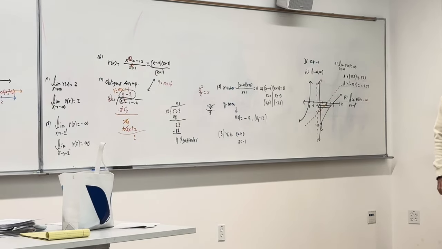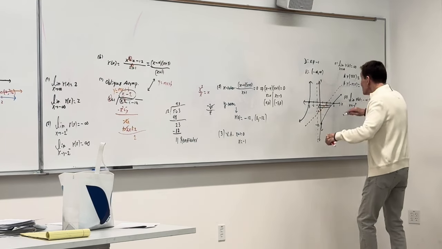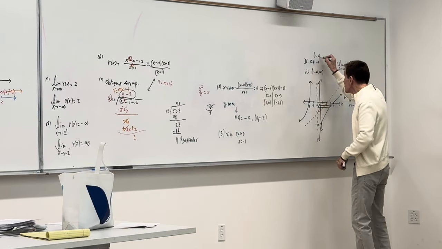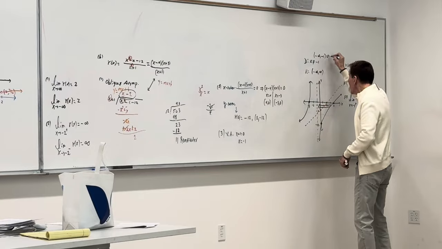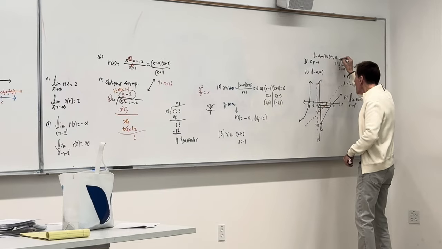What would the domain look like in interval notation? Where x cannot be -1: negative infinity to -1, union -1 to infinity. Something like this. That's it.